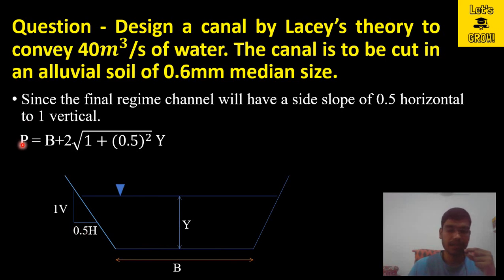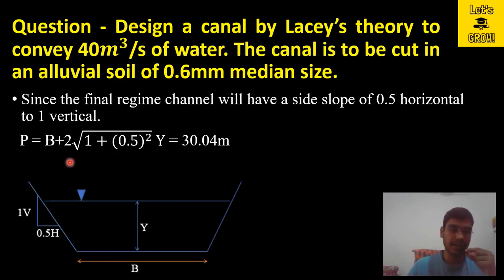To calculate the wetted perimeter, the complete wetted perimeter will include this slant length, this base width, and this slant length. So P is equal to b, base width, plus 2 times the slant length, and this slant length can be calculated using Pythagoras theorem. This is 1, this is 0.5, so this will equal under root of 1 plus 0.5 square, and here we are having one vertical, but here we are having the depth of flow y, so y will be multiplied.